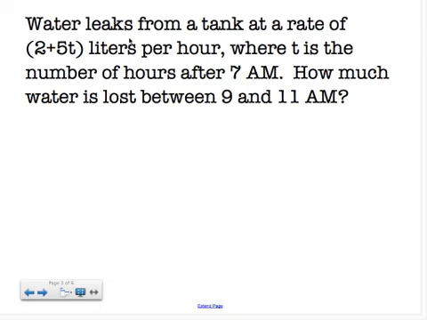Water leaks from a tank at a rate of 2 plus 5t liters per hour. So this function here is a derivative. If we want, we could give it a name. Since we're talking about water, let's call it w prime of t, so we understand it's a derivative, it's a rate, and w kind of stands for water here. So we'll let w prime of t equal 2 plus 5t, so we can talk about it in context now. t is the number of hours after 7 a.m. How much water is lost between 9 and 11 a.m.?